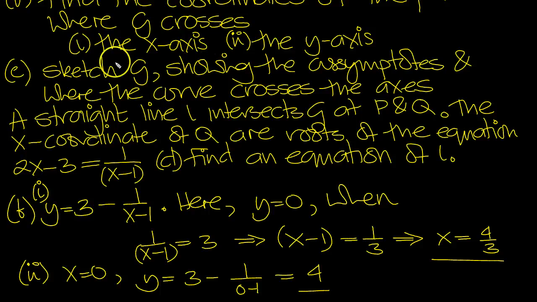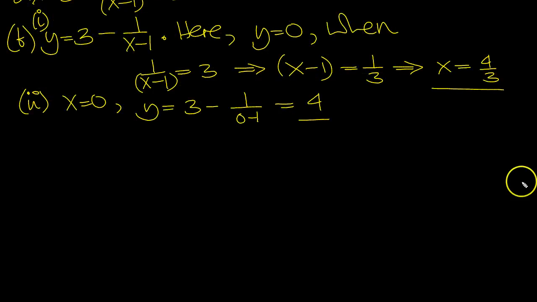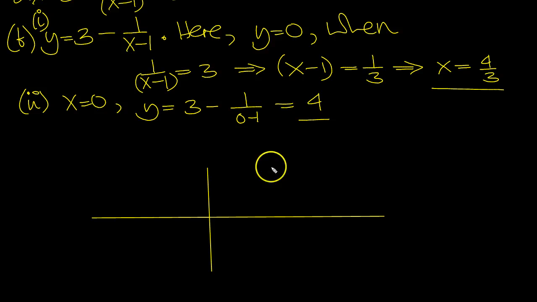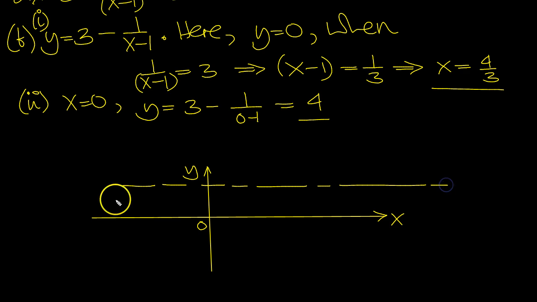So we've done that. Now C, sketch G showing the asymptotes and where the curve crosses the axes. Okay, so let's do a quick sketch. I'll do it as best I can with a digital pen. So here are the axes, here's the x-axis, here's the y-axis, 0. Now there was an asymptote at y equals 3, there it is, and that's the value 3. There's also an asymptote at x equals 1, so let's put that in.